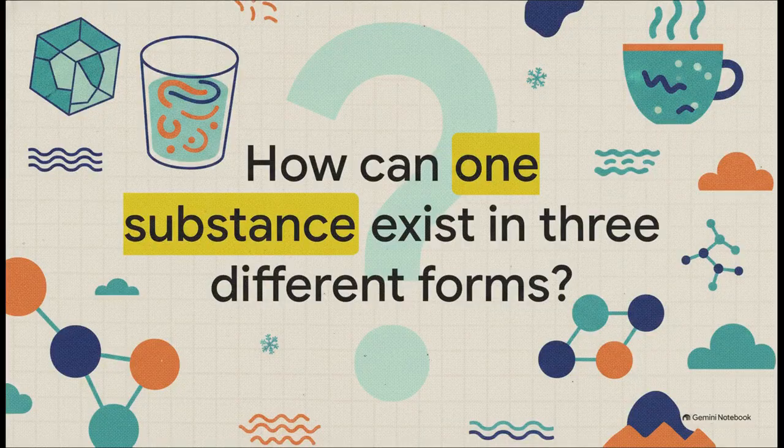I mean, really think about this for a second. How can one substance exist in three completely different forms? The solid ice keeping your drink cold, the liquid water you're actually drinking, and the steam rising from a hot cup of tea. They are all the exact same substance. It's kind of mind-bending when you stop to really think about it.